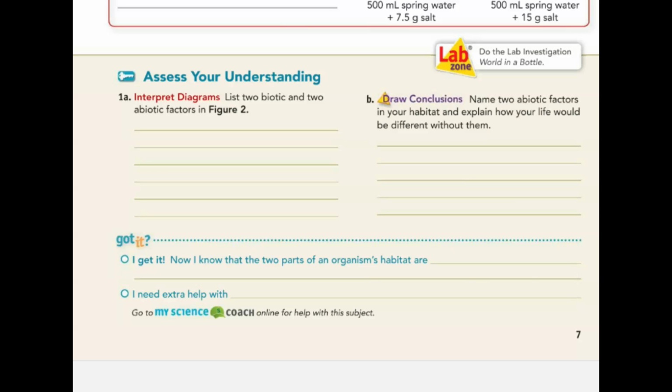Letter B says, name 2 abiotic factors in your habitat and explain how your life would be different without them.